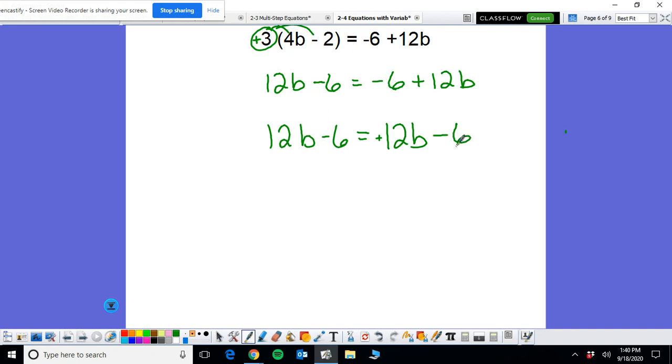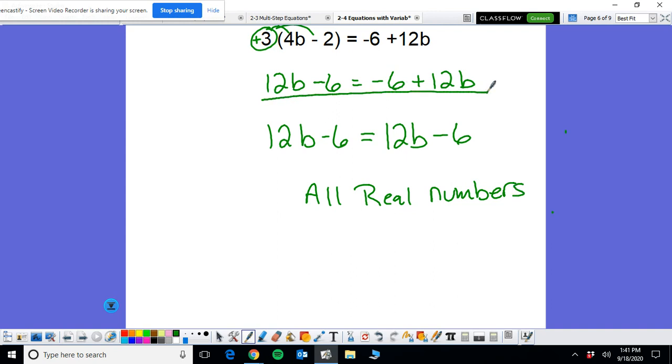Now, if you look at it, is it the identity property? Are these the exact same? I'm just going to clear this up here. Are these the exact same? The answer is yes. So this is all real numbers again. I just want to show you that sometimes it's disguised. Sometimes you don't realize it's the identity on that step, but when you rearrange it, you realize it is.